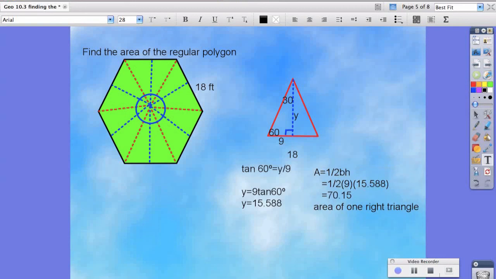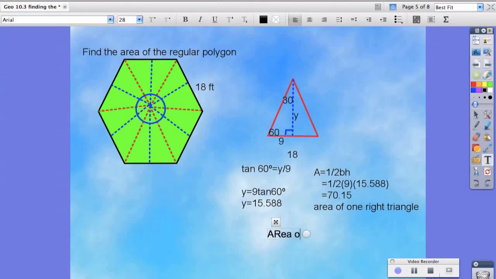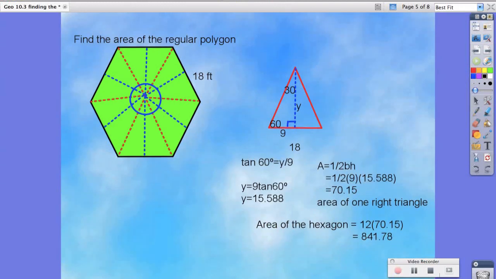Now, notice I said one right triangle. Within this hexagon, there are actually 12 right triangles. Therefore, the area of the polygon, of the hexagon, equals 12 times 70.15, which is equal to 841.78. And that's the area for one regular hexagon.